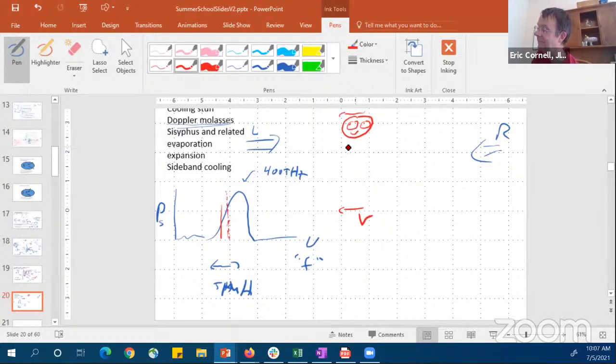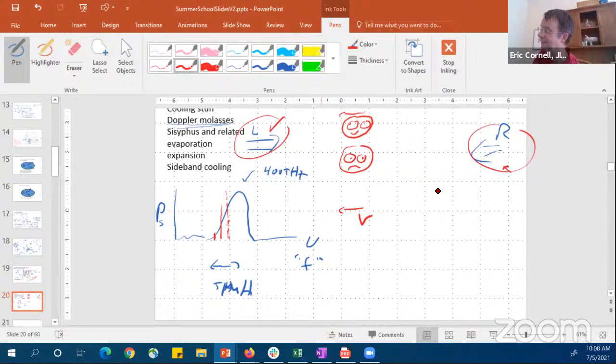If that same atom looks at the laser which is coming from the right, it says, oh, actually, I'm moving away from that laser. I think that laser is a little redder. And therefore, the atom will say, I like this laser, and I don't like that laser. So the photons coming from this laser will bounce off of the atoms.